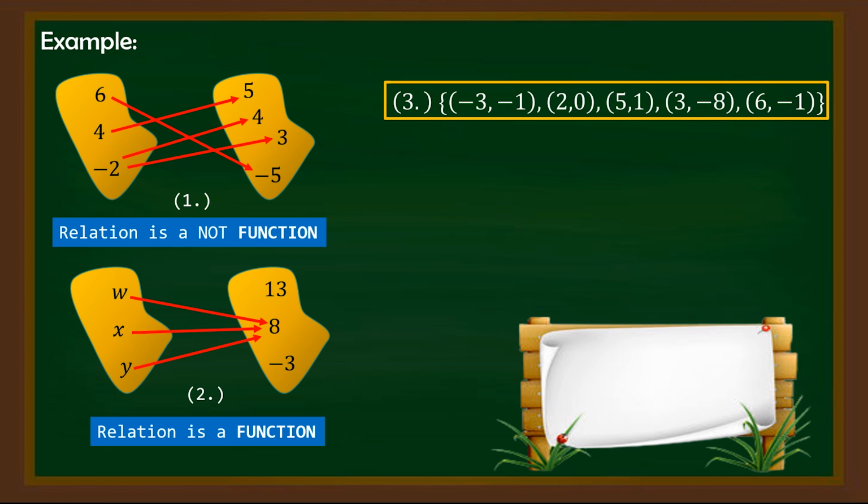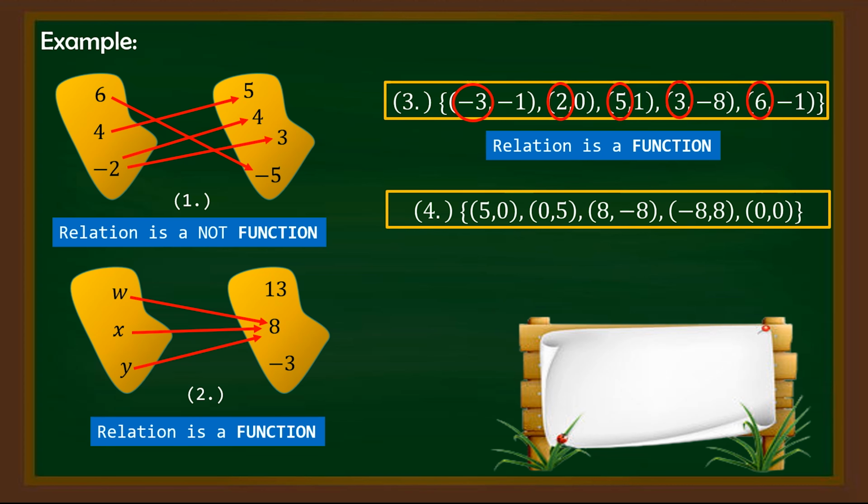Let's take a look at our example number 3. Consider the following ordered pairs. Is the relation a function or not? Amazing! The relation is a function since all of the domains are unique from each other. How about our last example? Is the relation a function or not? Clever! Obviously, the relation is not a function since the domain 0 is repeating.